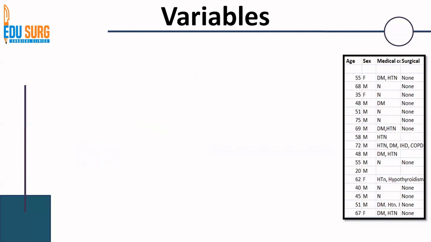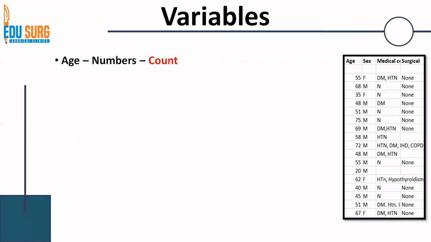So this is the example that we took in the first and the second sessions. And we already know what the variables are. Age, gender, medical comorbidities, and surgical history are basically the variables. Each single answer to a variable is an observation or a measurement. And together, the list of observations is what forms the data. Now we are going to see what the types of variables are.